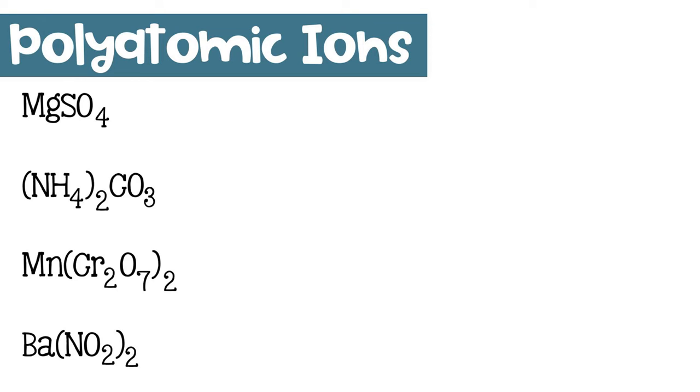First one is MgSO4. Mg is on the periodic table as magnesium. SO4 is on our chart as sulfate. Since magnesium is not a transition metal, we don't need to include the Roman numeral. Now let's look at the next problem.